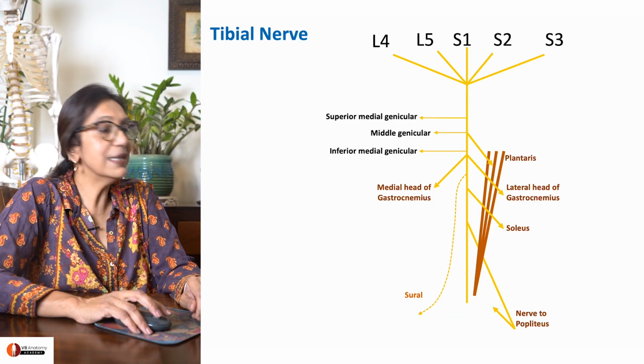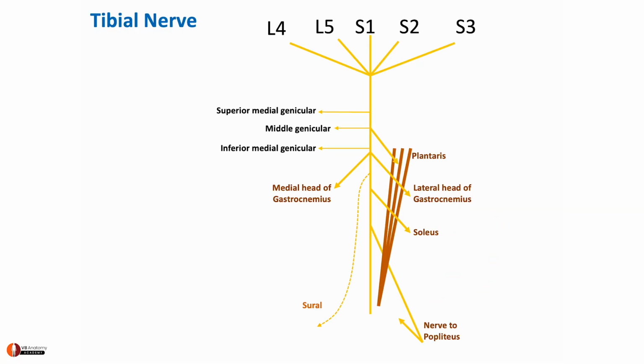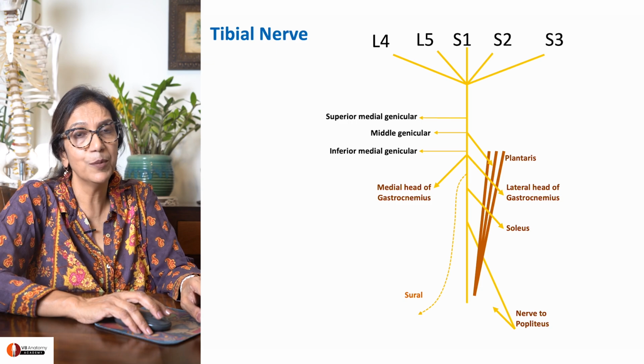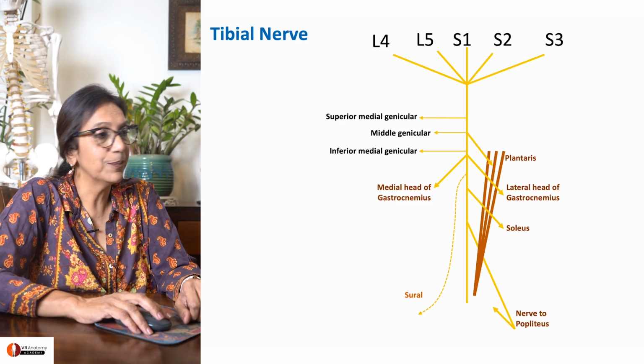Okay. So these are branches of our tibial nerve. If you draw the diagram, it becomes very easy to remember. So always draw to remember. Best recall comes from drawing.